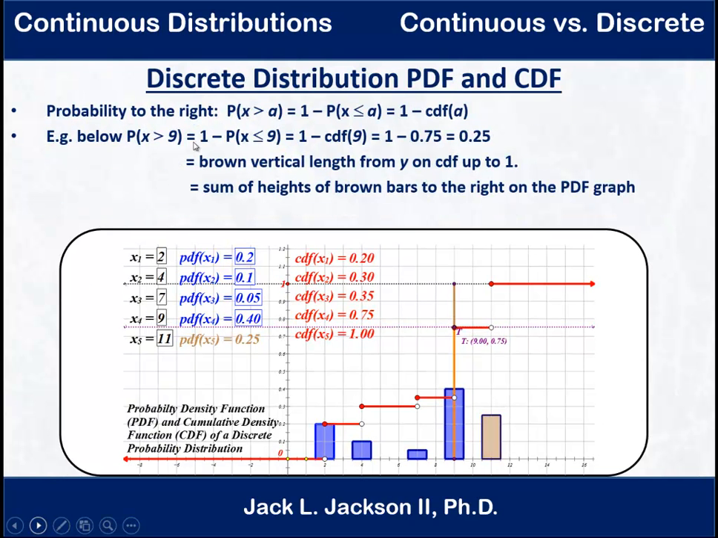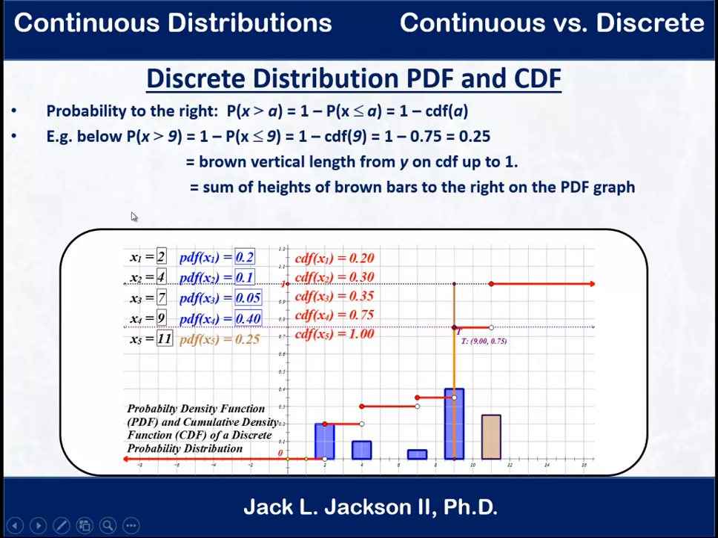Now what if you want to go to the right? What if you want to find the probability that x is greater than A? Well, we can use the complementary probability, right? So the probability that x is greater than A is 1 minus the probability that x is less than or equal to A. Because either x has to be greater than A or less than or equal to A. That's your only 2 possibilities. So those 2 probabilities have to add up to 1. So the probability that x is less than or equal to A is just the CDF of A. So if you want to find the probability that x is greater than A, you can do 1 minus the CDF of A.